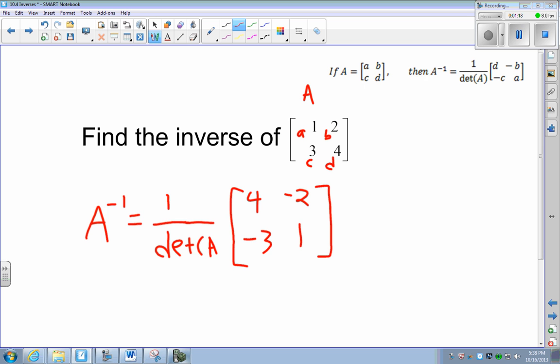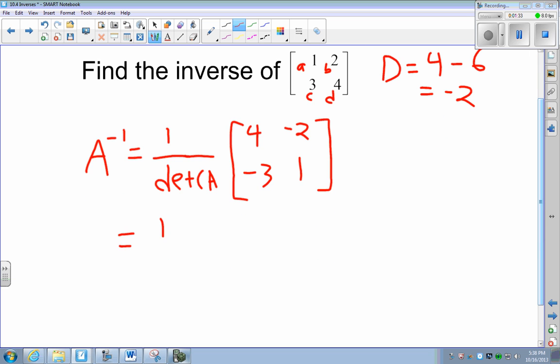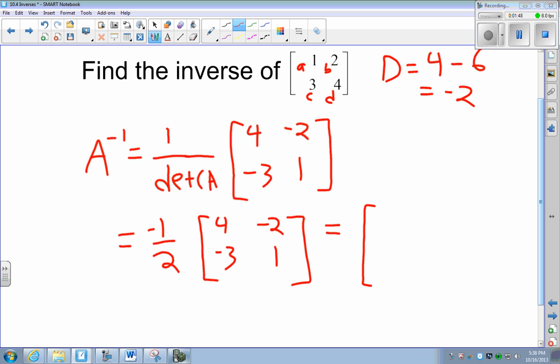Okay, but what's the determinant of this matrix A? The determinant is equal to 1 times 4 minus 2 times 3, which will just give us -2. So we can rewrite this as 1 over -2 times that matrix, or -1/2 times the matrix. Now let's multiply that -1/2 in. We'll get that our inverse is equal to this. Okay, so here's our inverse.